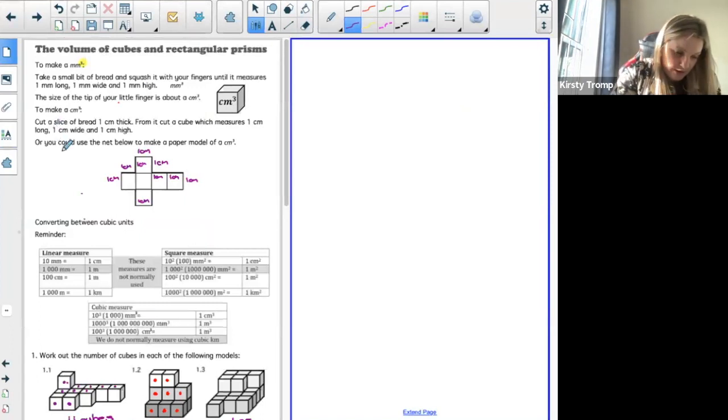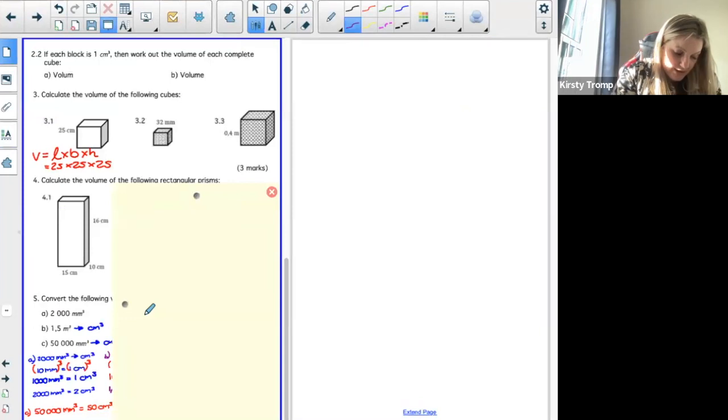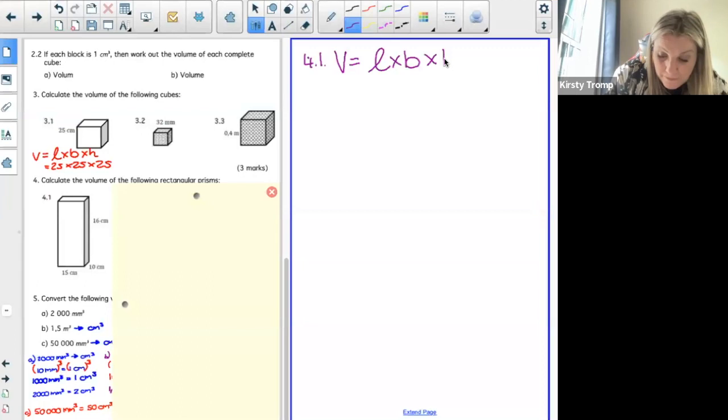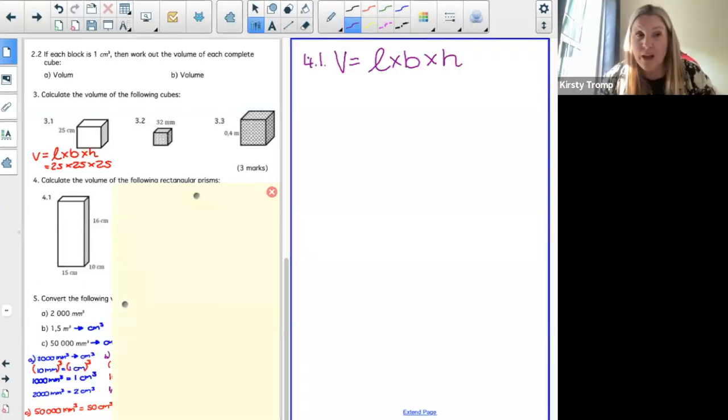And then I want to bring the screen down. All right. If I'm looking at a rectangular prism, everybody, what am I going to say? Well, the first thing I always need to say is I'm going to put my volume. So for 4.1, I'm going to say volume equals length times breadth times height. So for the volume of a rectangular prism, the formula is length times breadth times height.